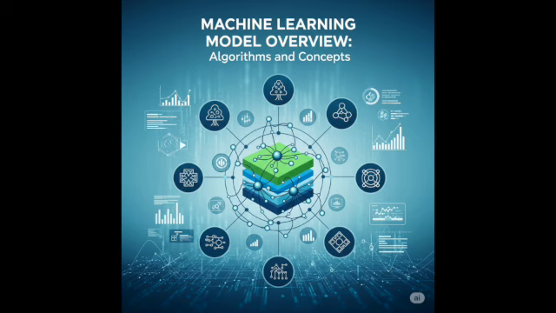RMSE essentially measures the typical distance, or average error, between the values our model predicts and the actual true values. So if our model predicts a house price of $500,000 and the actual price was $510,000, that's an error of $10,000. Okay. RMSE takes all these individual errors, squares them, which gets rid of negative signs and really emphasizes the bigger mistakes, averages them, and then takes the square root to bring it back to the original scale, like dollars.